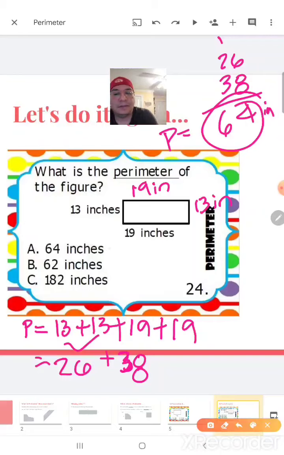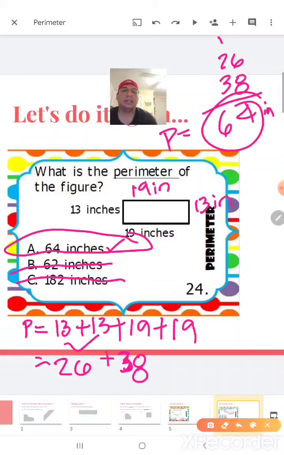So is it 64 inches? Yes, but let's keep shopping. 62 inches? No, it's too short. 182 inches? No, that's too much. So our best choice and our answer is A, 64 inches.